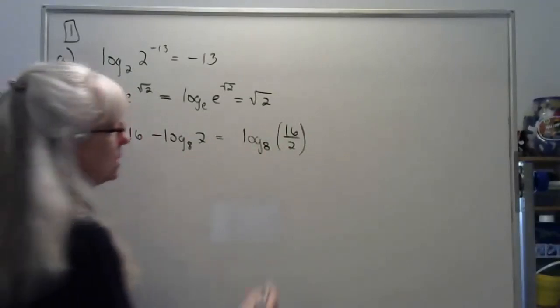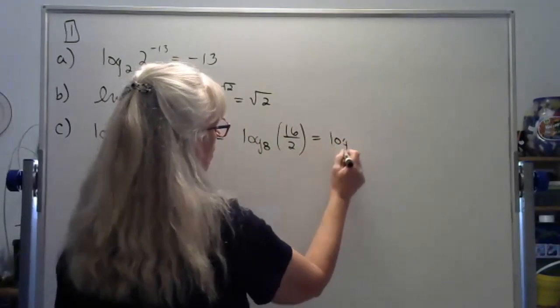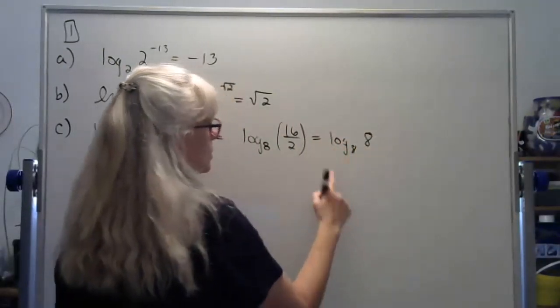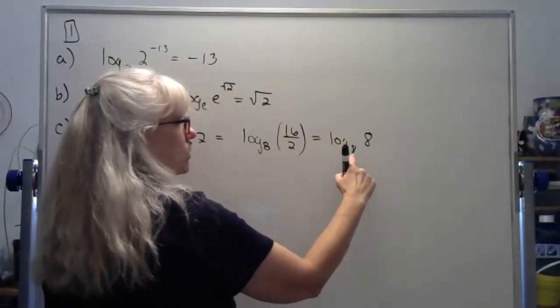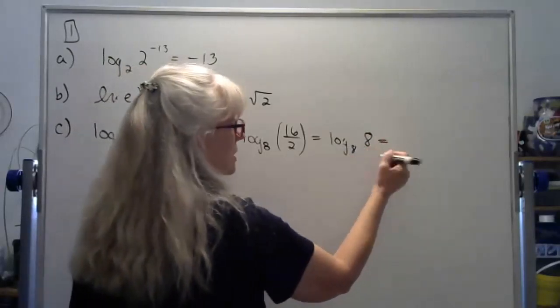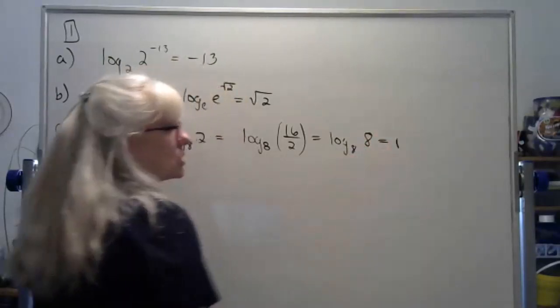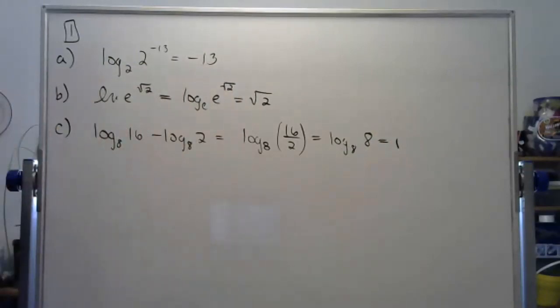Well, 16 divided by 2 is 8. So I have log base 8 of 8, and we know that when the base and the argument are the same, you're left with the exponent. In this case, the exponent is just a 1. So log base 8 of 8 is 1.